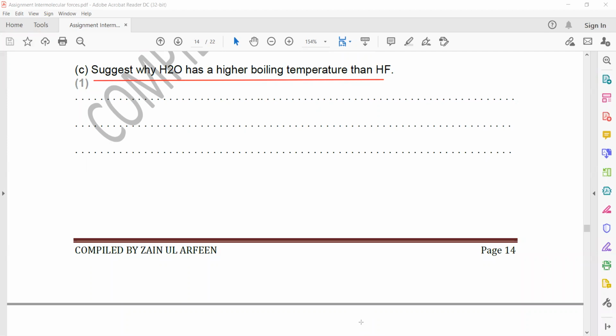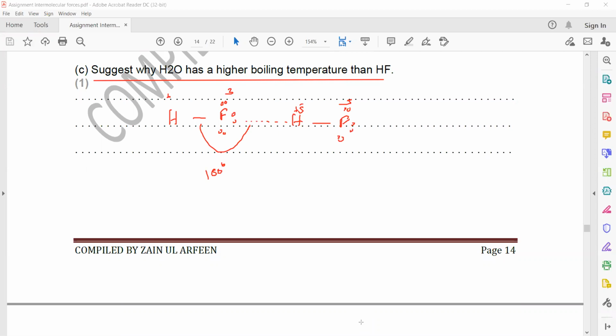When you draw the structure of HF with one molecule, fluorine has one bond pair and three lone pairs, and there is another molecule. So this is partial negative, partial positive, and there is an attraction, and the bond angle of the hydrogen bond is always 180. So it is able to form only one.